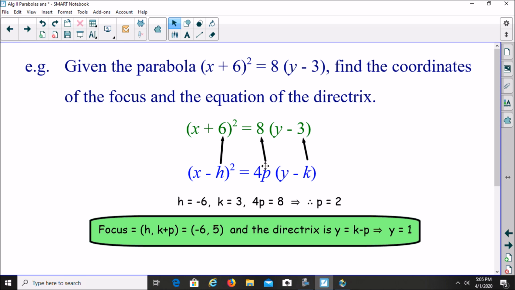And 4p corresponds to the 8, and if we divide either side by 4, we get the result p equals 2. So our focus, which we know is at (h, k + p), would be (−6, 3 + 2), or (−6, 5). And the directrix is the equation y = k − p. So that would be y = 3 − 2, which would be y = 1.